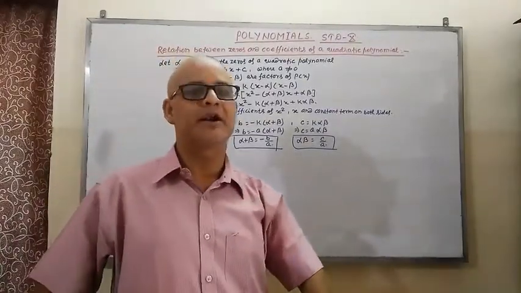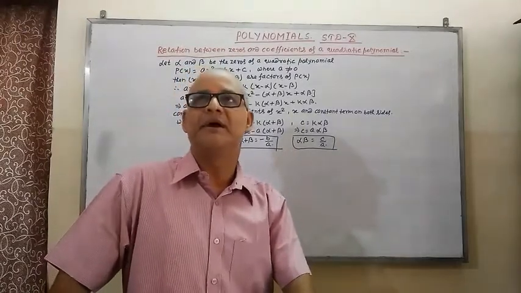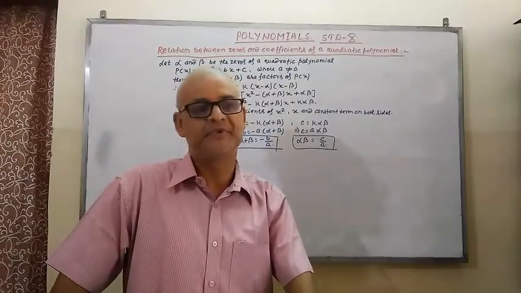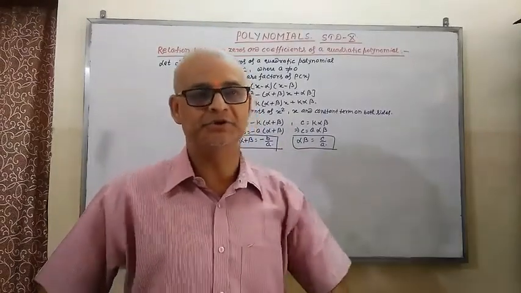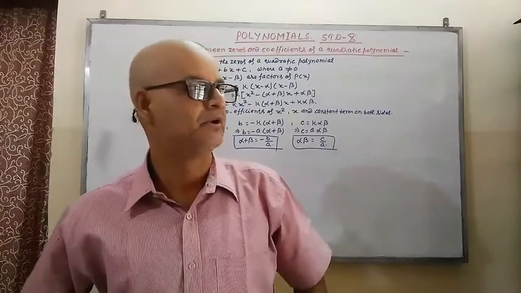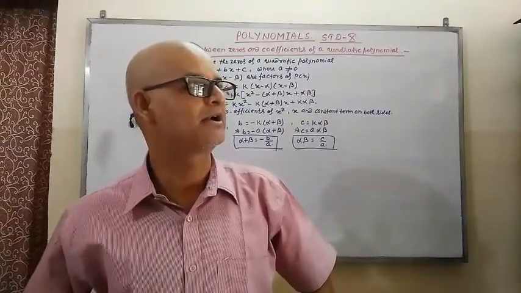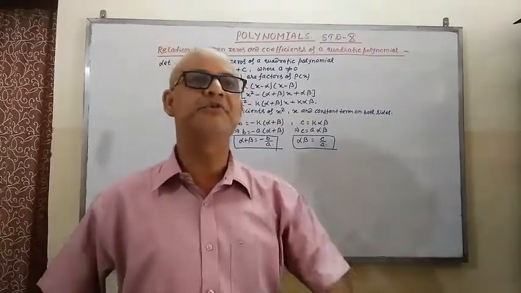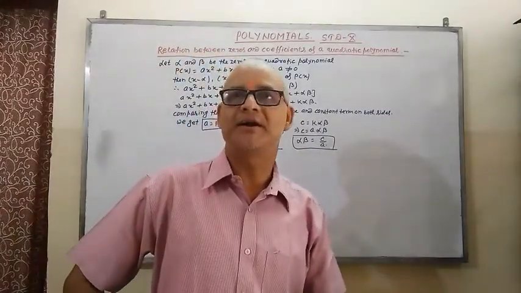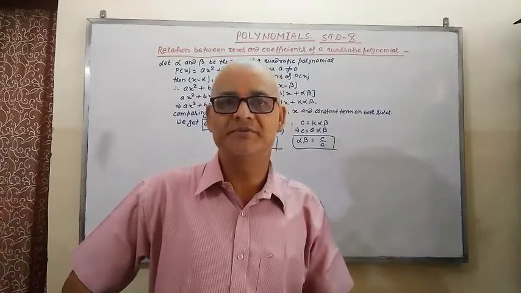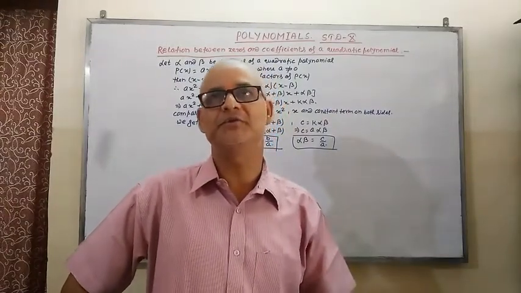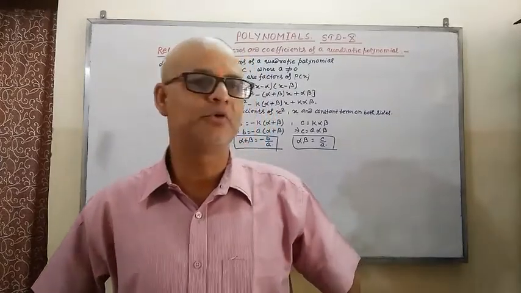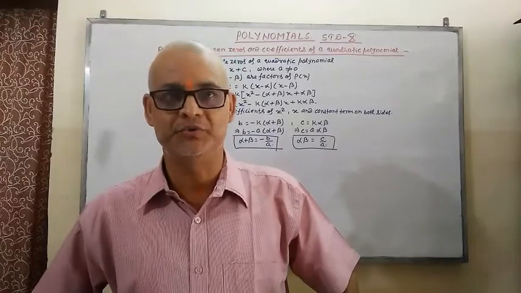Already we know the quadratic polynomial. Its standard form is ax square plus bx plus c, and zeros. Zeros means the solution. Whatever the solution of a quadratic polynomial, its zeros means for which value that quadratic polynomial remains zero. That is called zeros of a quadratic polynomial. If it is any quadratic polynomial, then there are two zeros.